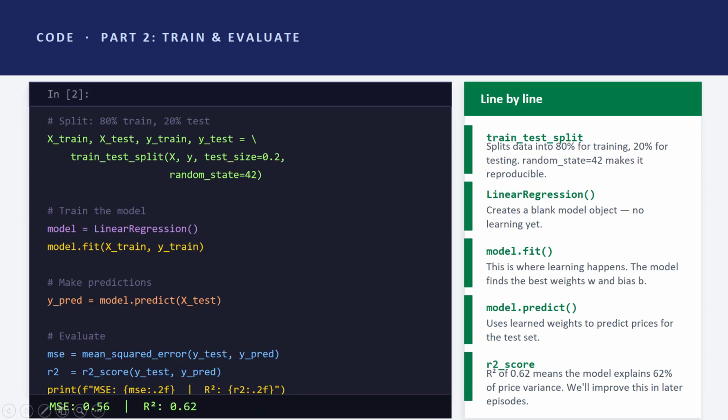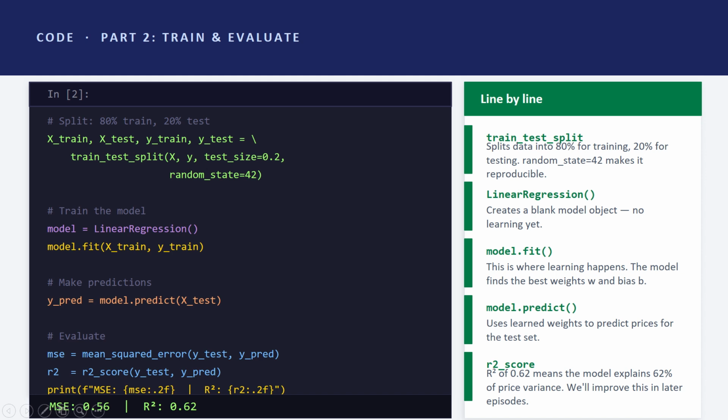Now the model. This is where it all comes together. train_test_split with test_size equal to 0.2 uses 80% of the data for training and holds back 20% for testing. The random_state equal to 42 just makes the split reproducible. You will get the same rows every time you run it. LinearRegression creates a blank model object. No learning has happened yet. It's like an empty brain.